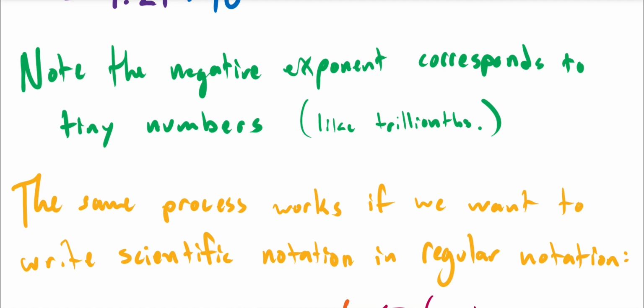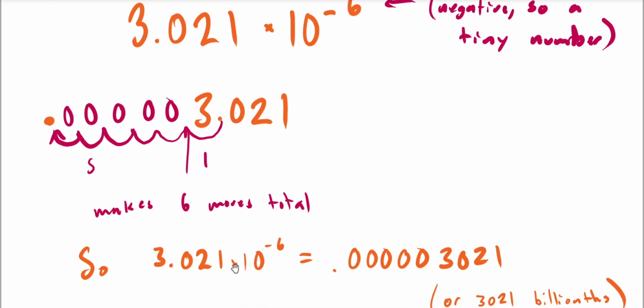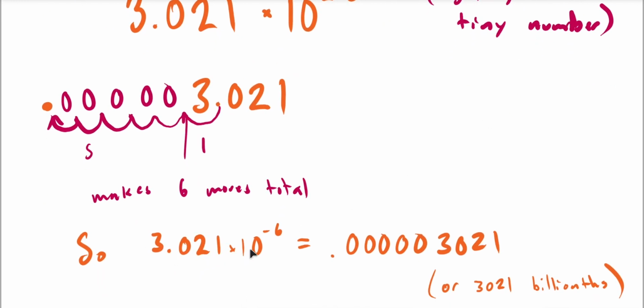Again, if we wanted to go back into regular notation, like say, for example, we wanted to go from 3.021 times 10 to the minus 6. It's negative, so this number is small. I want to move this decimal 6 places, and I want to move it to make this a small number. So moving it this way, one move takes it past the 3, and then I need 5 more moves, 5 more zeros, to put the decimal in the right place, so that in total we've moved it 6 times. So that means that 3.021 times 10 to the minus 6 is 0.000003021, that is, 5 zeros and then 3021.